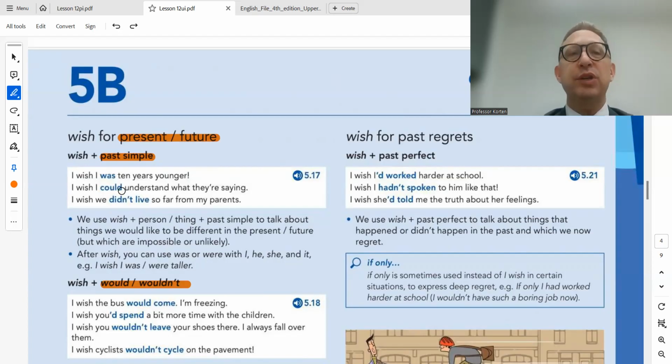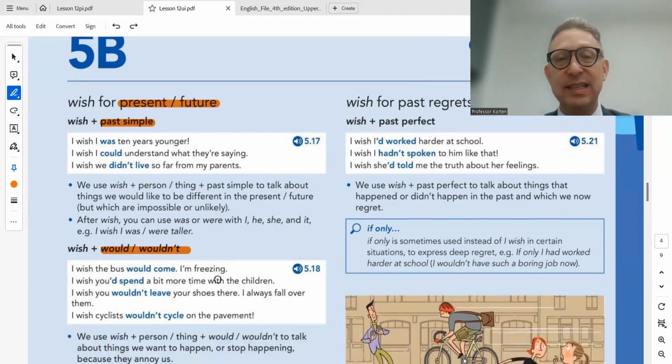So I wish I didn't live so far from the grocery store. I don't like walking very far. When I have to buy groceries, I wish I lived closer to the grocery store. I wish I could speak Mandarin, Chinese. So just use the examples in your own life if you are struggling with how to use this. Would is the same. Take the sentence and put it in your own terms.